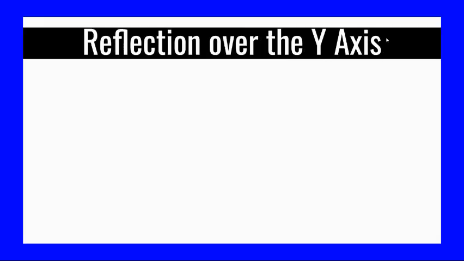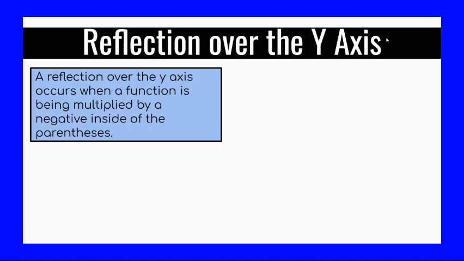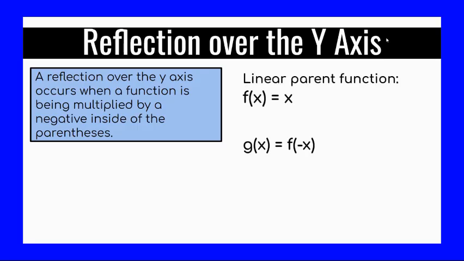All right, last one, reflection over the y-axis. The reflection over the y-axis occurs when you multiply by a negative inside the parentheses. So if I'm inside the parentheses and you see a negative sign, it is a reflection over the y. If the negative sign is outside the parentheses, it's a reflection over the x. And like I said earlier, the negative just tells you the reflection. So after I've seen the negative is inside the parentheses, I know it's a reflection over the y.